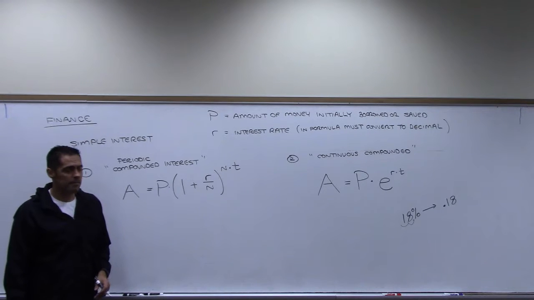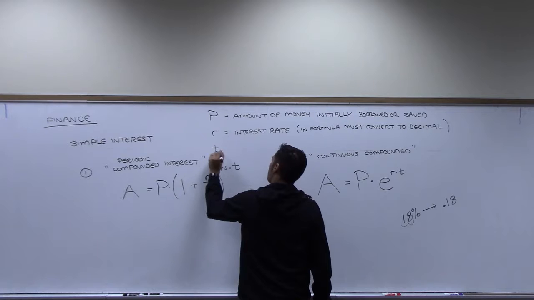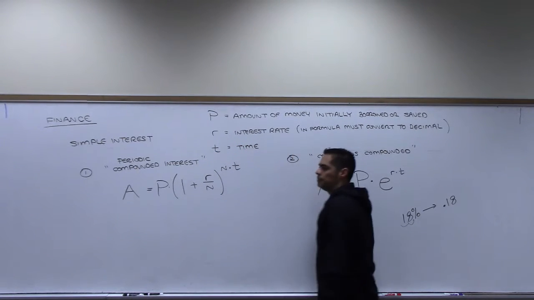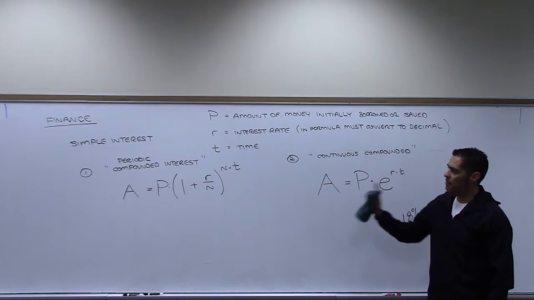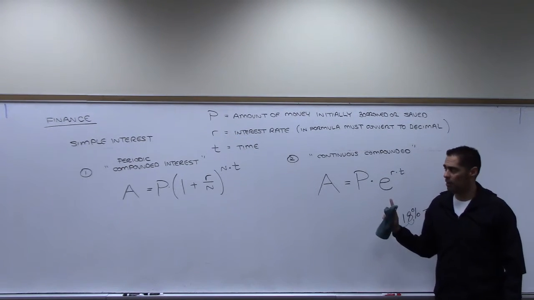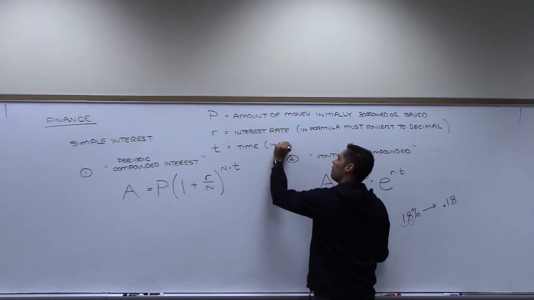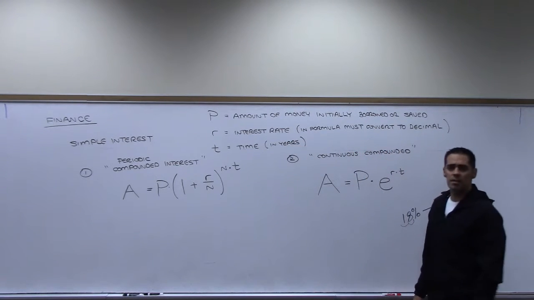All right? Okay, how about T? T is time. And it's important in these finance models that we're using here. Time is measured in years. Now that's important, all right? To say that time is in years.